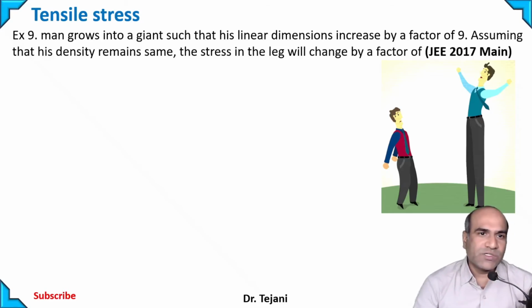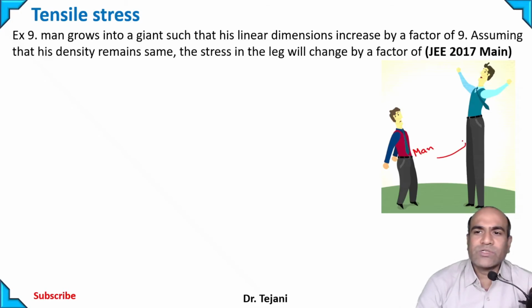A man grows into a giant. Oh, you must have watched movies of giants. So, this is a man, this is a man, grows to a giant. A man grows into a giant such that his linear dimension increases. See, only a single dimension increases.